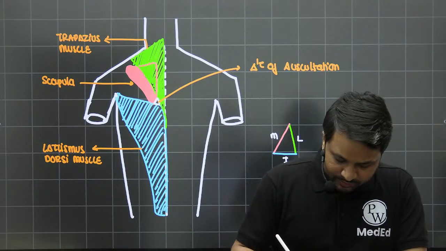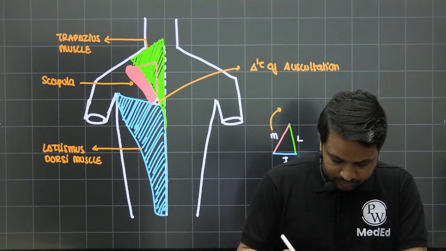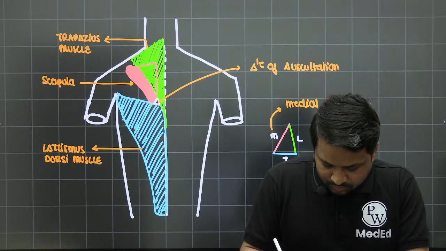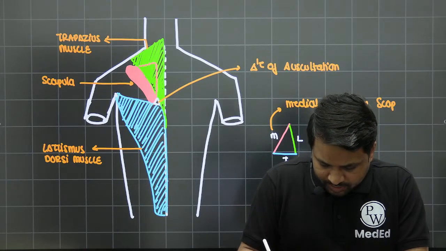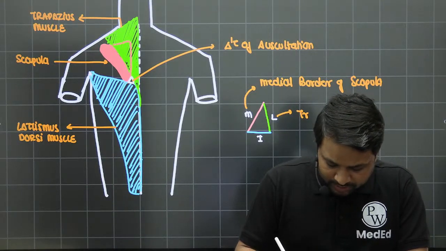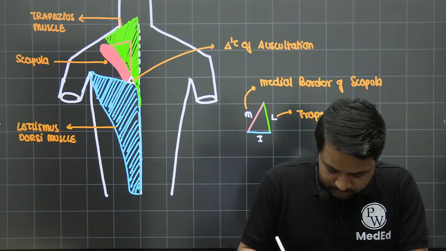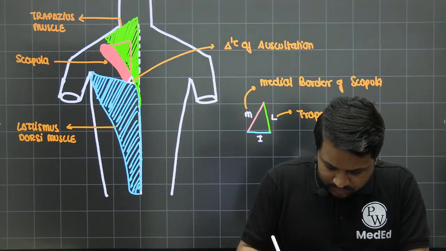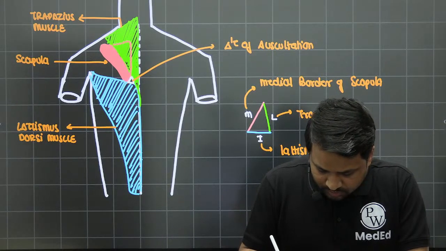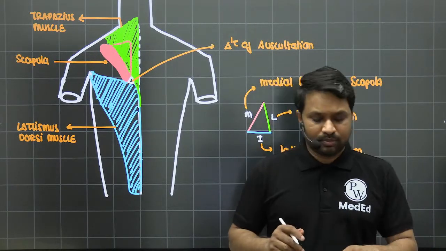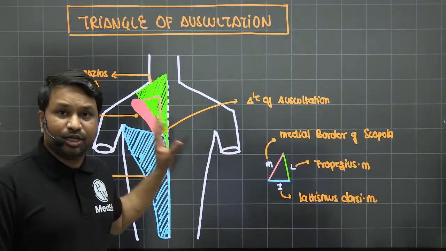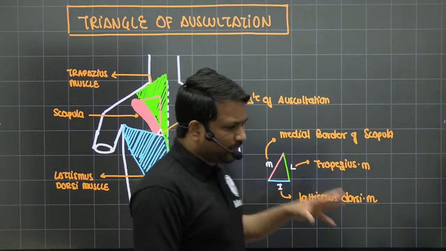So the medial end is formed by the medial border of the scapula. The lateral border is formed by the trapezius muscle. And the inferior boundary is formed by the latissimus dorsi muscle. So this triangle of auscultation is very important, because when you auscultate through here, you can hear the breath sounds quite easily and quite evidently. That is one reason.